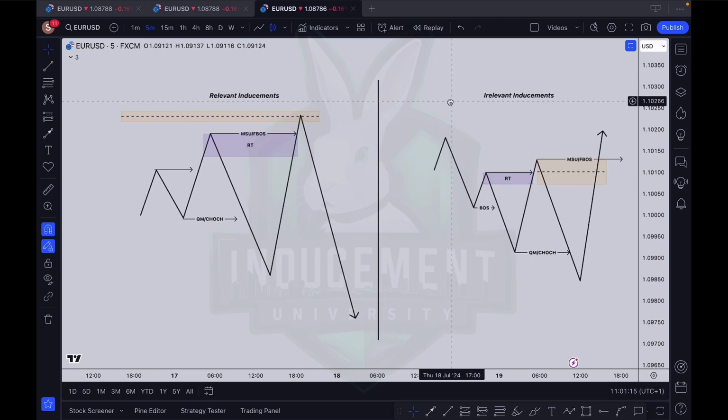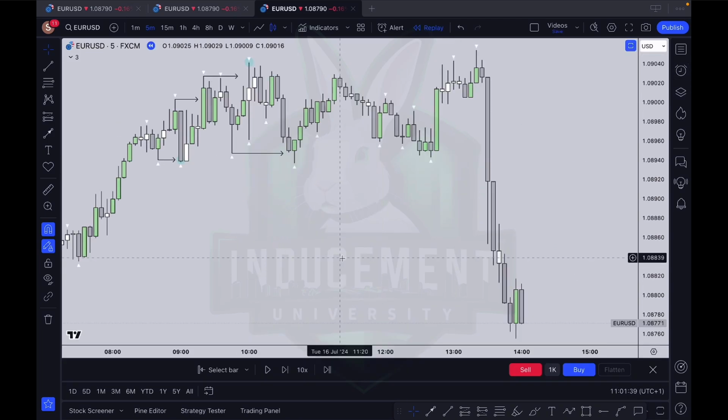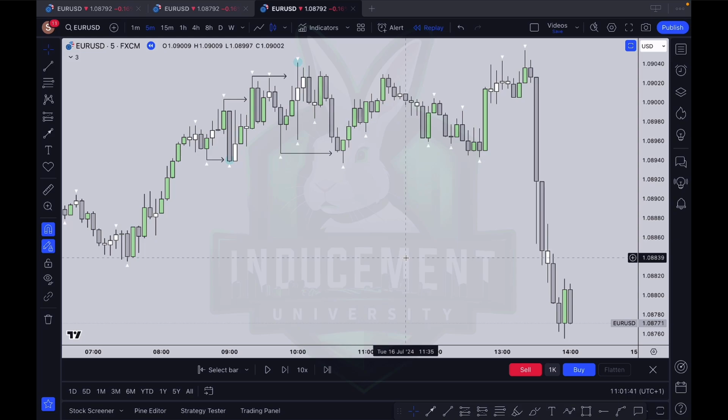Okay, so now let's have a look at some chart examples. Here on the chart, we have Euro USD on the 5 minute. Okay, and as you can see, I've got these little triangles right here, below and above each candle.